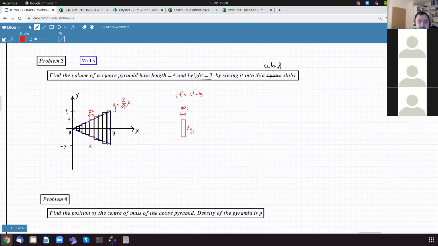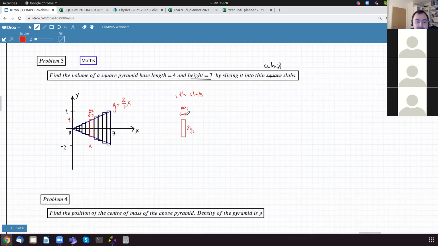If you understand why y equals 2/7 x, please type 1. If not, type 0. Some interaction. Okay, good. That's fine. That's really good.